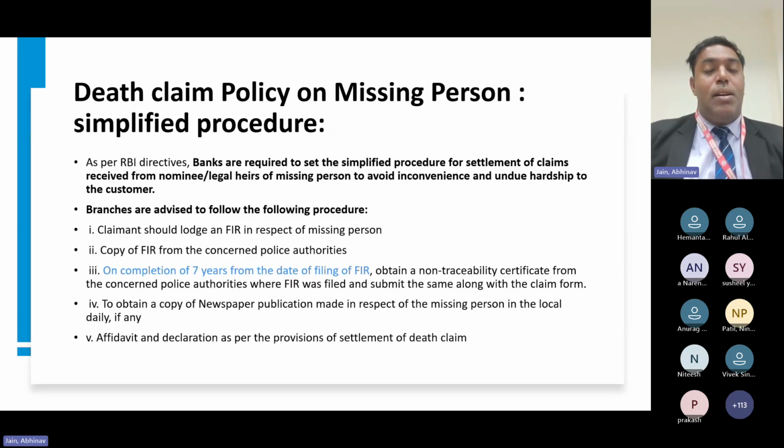It is 7 years from the date of filing of the FIR that a person is competent to be declared as non-traceable. That too by the concerned police authority who filed the FIR for the same case. Okay, it is a very important question. Do remember this: 7 years from the date of filing of the FIR.